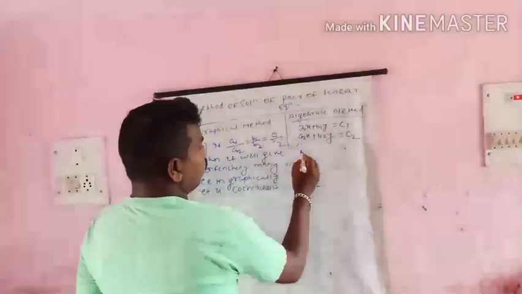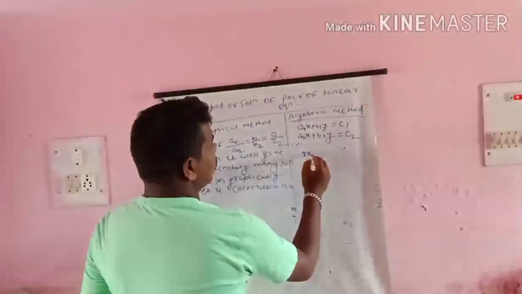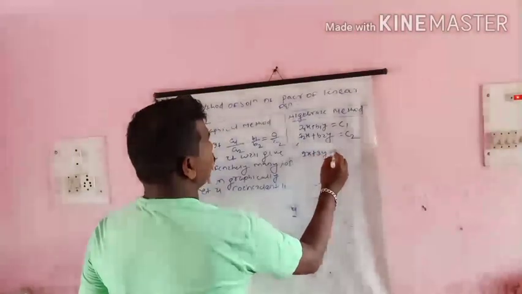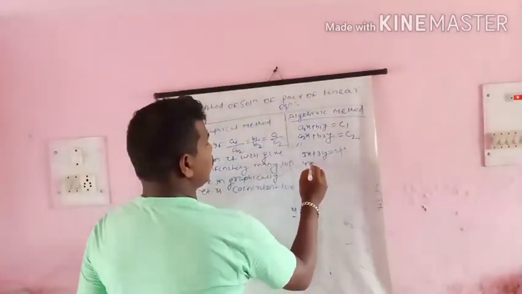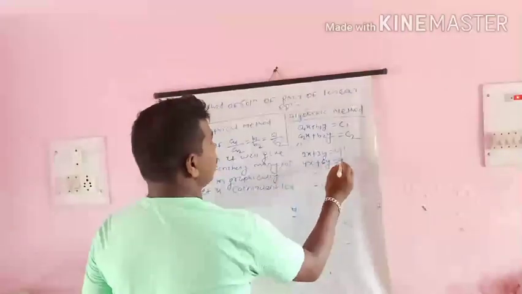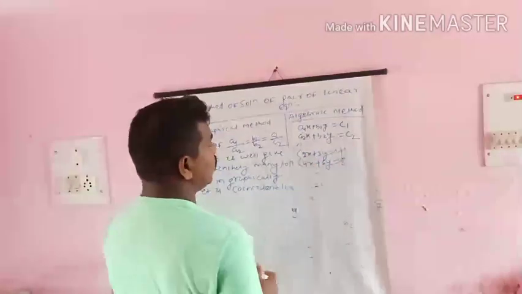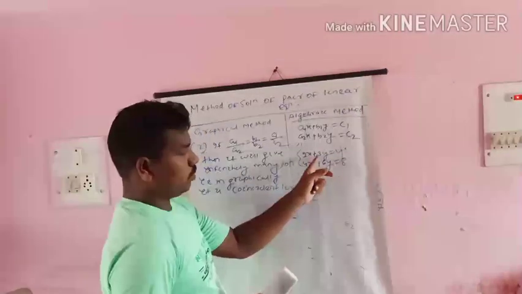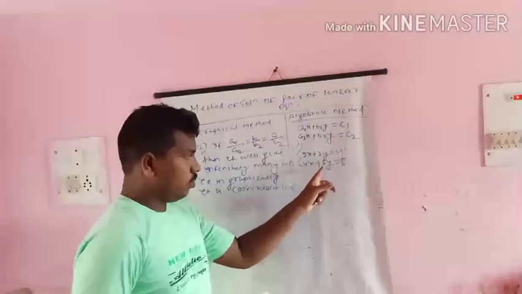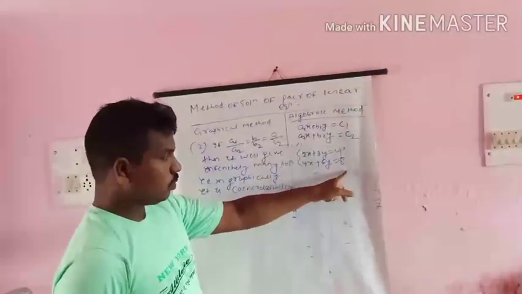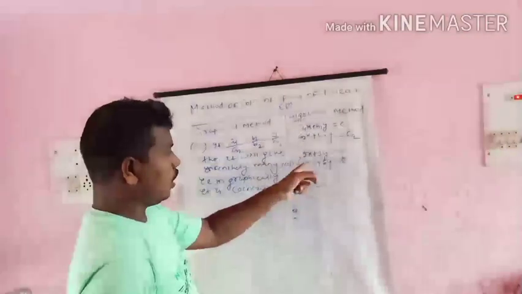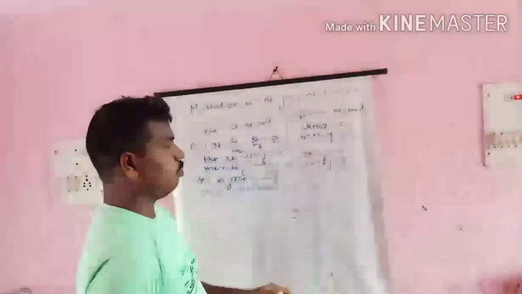So, for example, 2x plus 3y equal to 4, 4x plus 6y equal to 8. Suppose you take this pair of linear equations, 2x plus 3y equal to 4, 4x plus 6y equal to 8, and we have to check what type of solution this pair of linear equations will give.